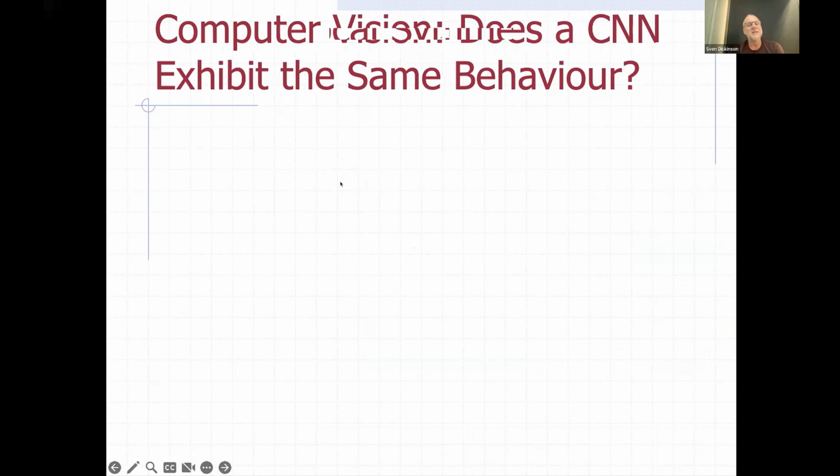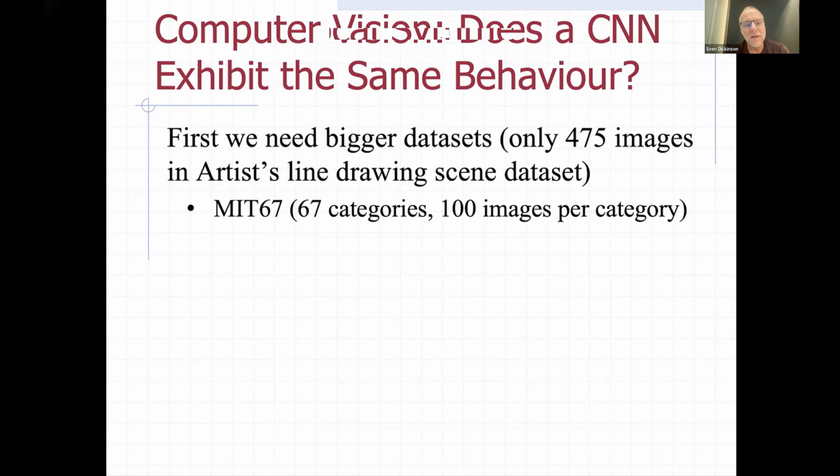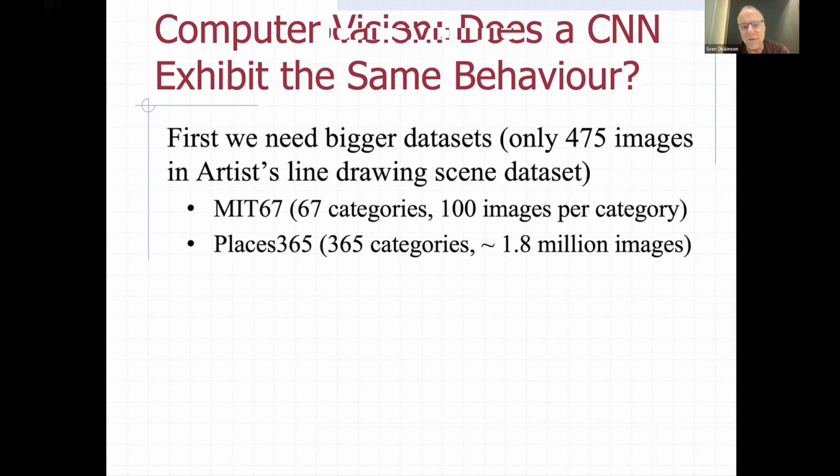Now, the next question we asked is, does a CNN exhibit the same kind of behavior? So first, we need a much bigger data set. We only had about 475 images in the artist's drawings traced over the original images. And so we acquired a couple more data sets, the MIT 67 data set, which has 67 categories and about 100 images per category, and also the Places 365, which has about 365 categories and roughly 1.8 million images.